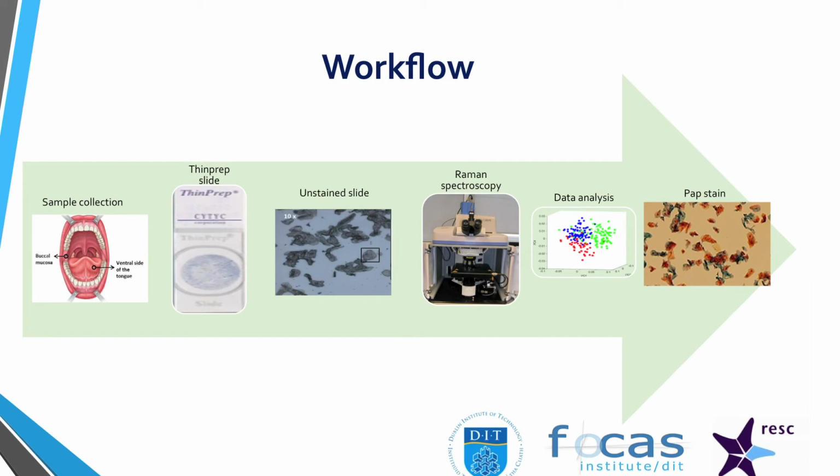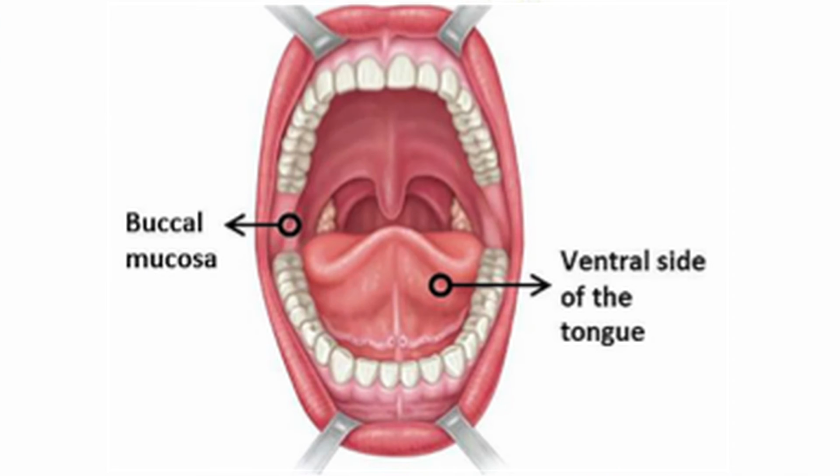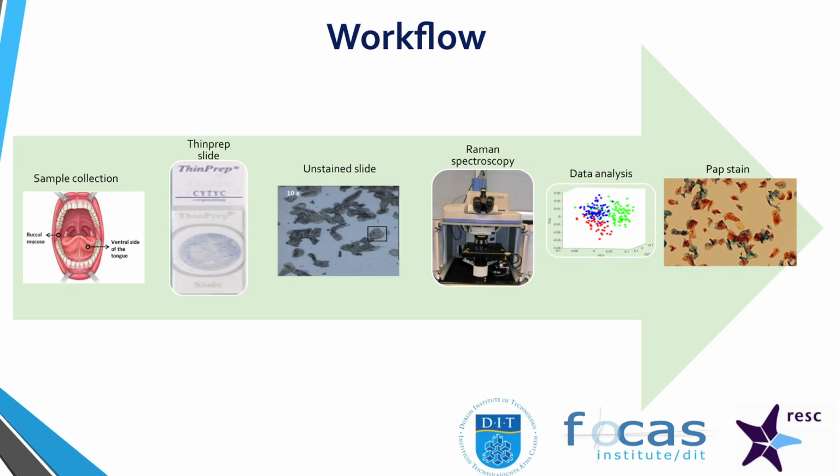So again, our workflow: at the moment we're doing a healthy volunteer study. We're just getting these methods established before we move to patient samples. We're collecting samples from 2 areas of the mouth, the buccal mucosa, which is just the inside of the cheek, and the ventral side of the tongue, just underneath the tongue. So we collect the cells into the vial, we make the slide, we put it under the Raman, we do our analysis, and we do our pap stain.